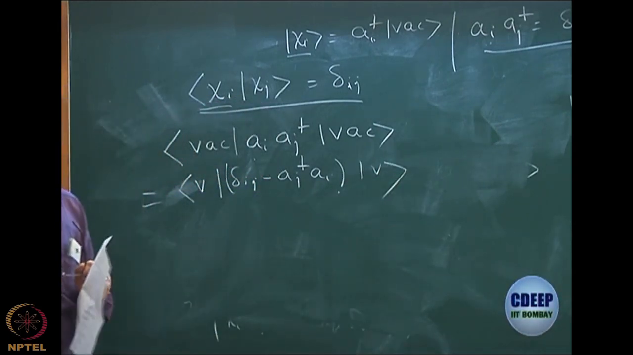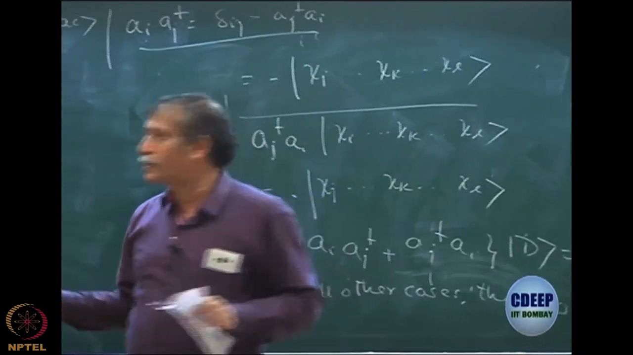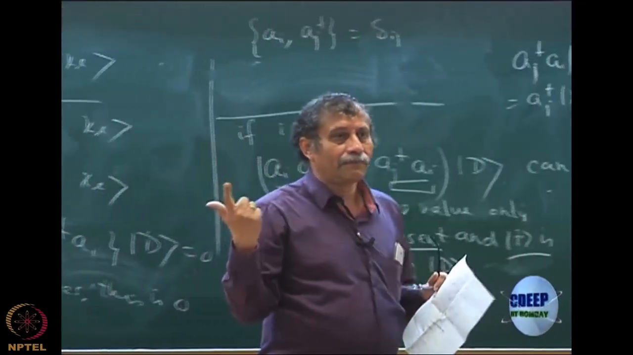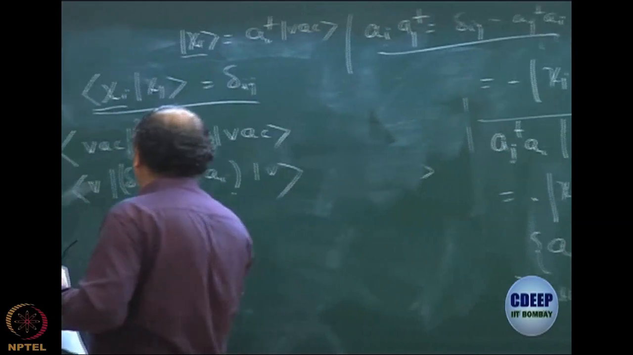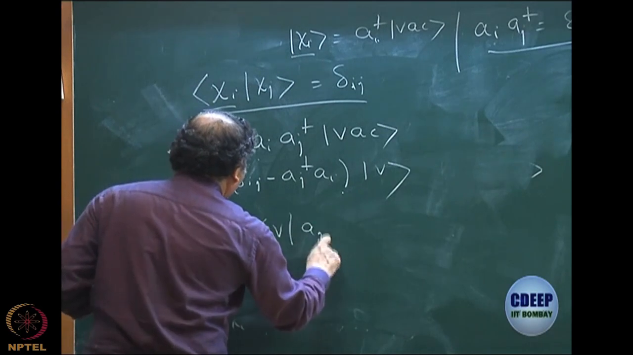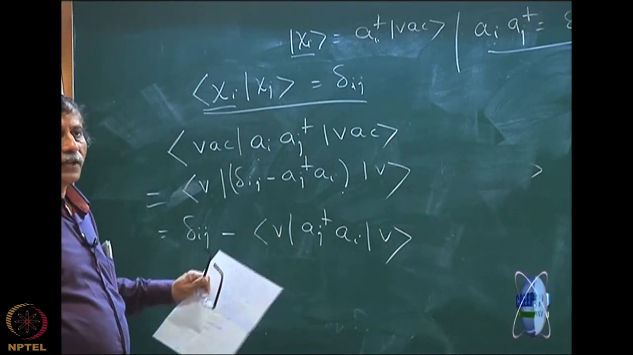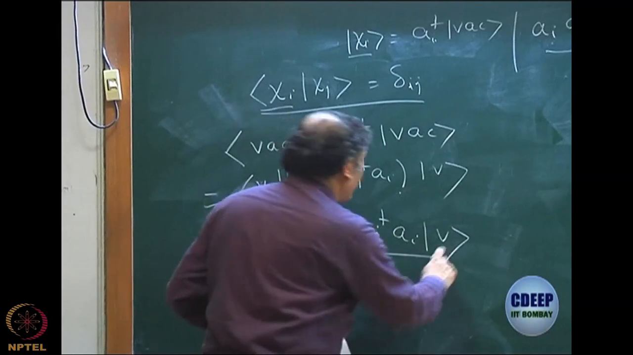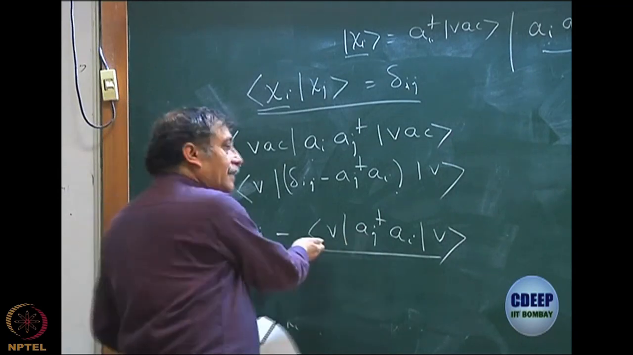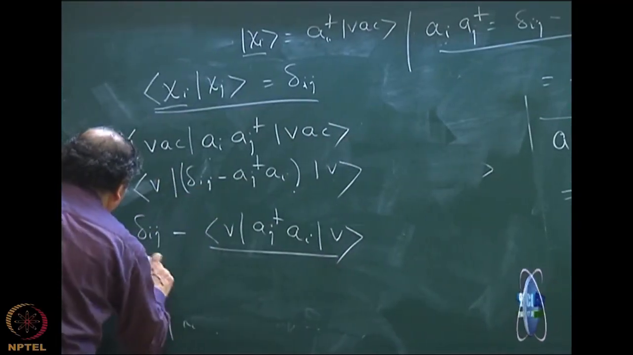Correct? Now look at the first term. Delta_ij is a number. Kronecker delta is a number, either 1 or 0, doesn't matter. So it comes out, and the vacuum expectation value is the norm, which is 1. Correct? So vacuum also is a normalized state. So you have just delta_ij minus vacuum A_j dagger A_i vacuum. Correct? Is it okay? And now you see A_j dagger A_i acting on vacuum is 0 because A_i cannot annihilate, neither can A_j dagger act on the left. So this is 0. So the result is delta_ij.